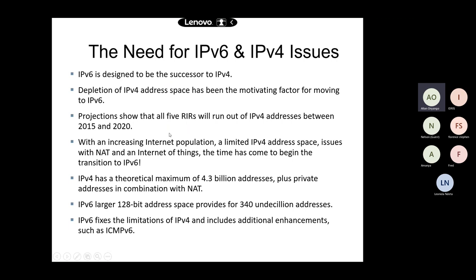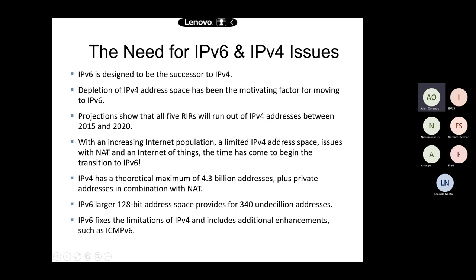A few things to note here are the need for version 4 and 6, and the issues we have with version 4. Obviously IPv6 is the successor of version 4, and this is because version 4 addresses have been depleted, which is a great motivating factor for IPv6. The latest projection shows that all 5 regional internet registries ran out of version 4 addresses between 2015 and 2020, which is a year that has passed.